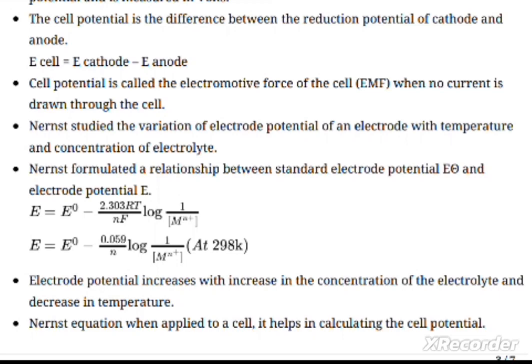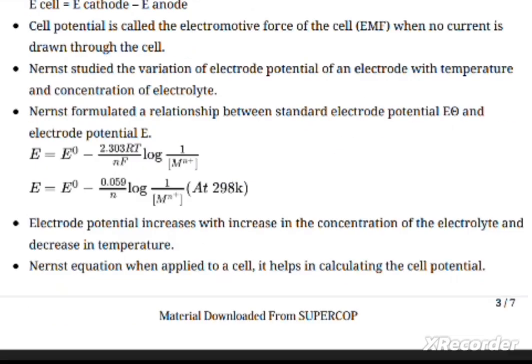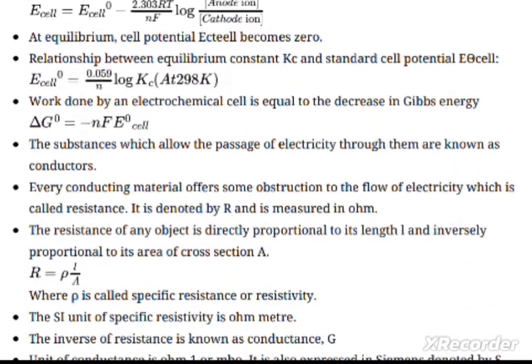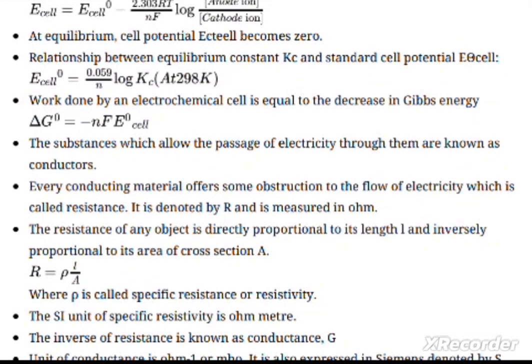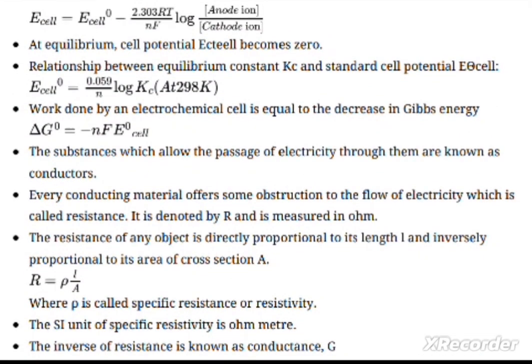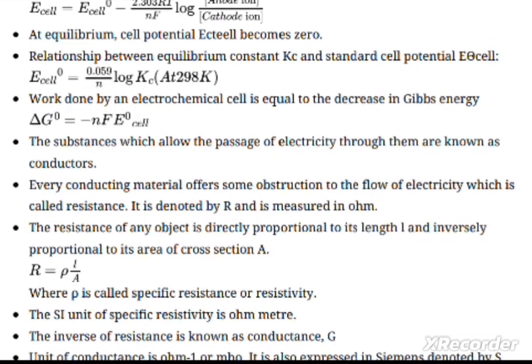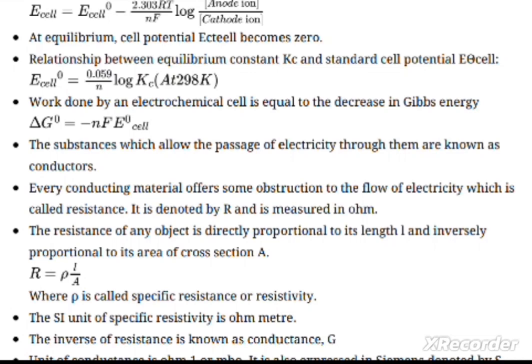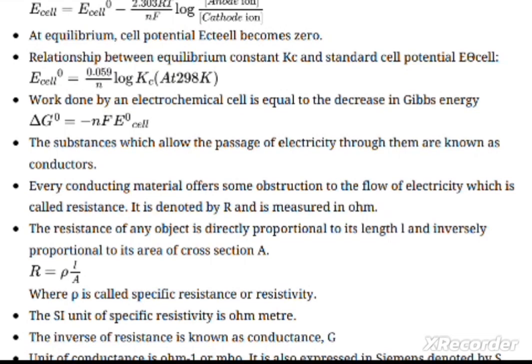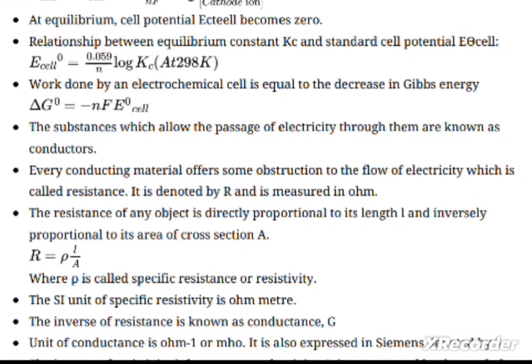Next, the Nernst equation, when applied to a cell, helps in calculating the cell potential. E cell equals E cell naught minus 2.303 RT by nF log anode ion by cathode ion. At equilibrium, the cell potential actually becomes 0. Now, the relationship between the equilibrium constant Kc and the standard cell potential: E cell naught equals 0.059 by n log Kc at 298 Kelvin.